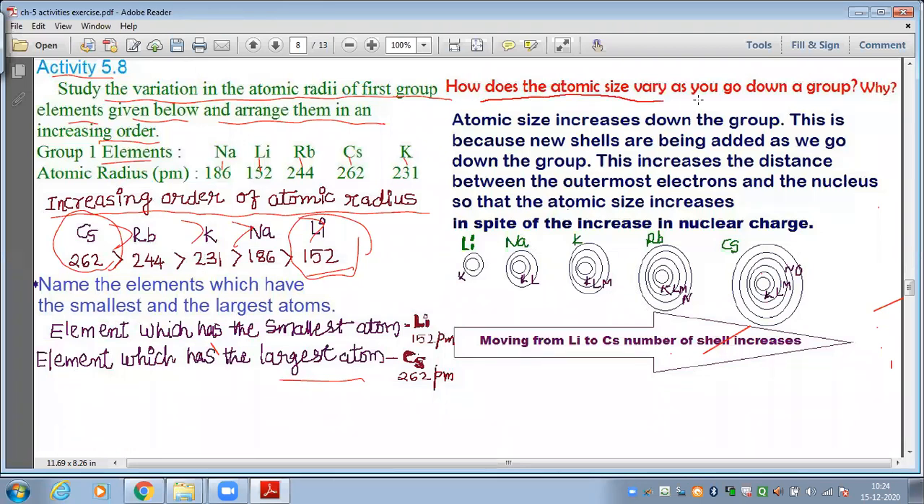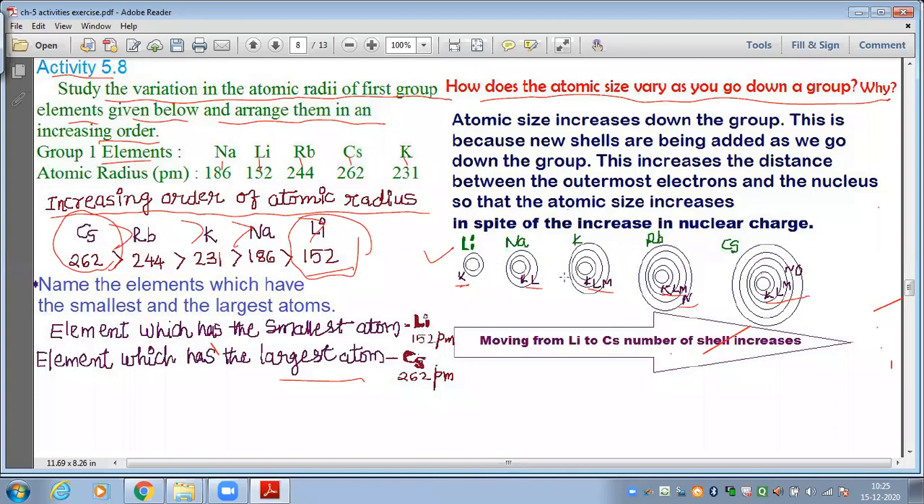Now, how does the atomic size vary as you go down the group and why? Let us try to understand how the atomic size varies as you go down the group. First, you look at this picture. You can see that I have shown you the pictures of lithium, sodium, potassium, rubidium and cesium. You can see easily that if you move from lithium to sodium, one new shell is added. Lithium has got only K shell, sodium has got K and L, potassium has got KLM shell, rubidium has got KLMN shell, cesium has got KLMNO shell.